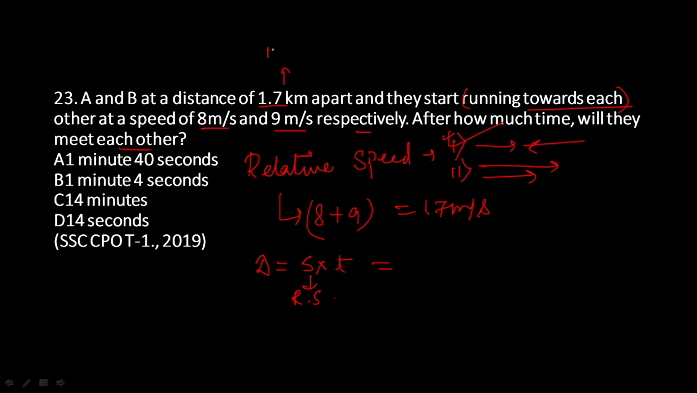1.7 km is equal to 1700 meter, because speeds are given in meter per second, so it should be in meter, and also the answer is in minute, so we don't need the hour. We don't need to convert the speeds to hour. So relative speed is 17. We don't know the time, and distance is 1700 meters. So 17t equals 1700, so t is 100.